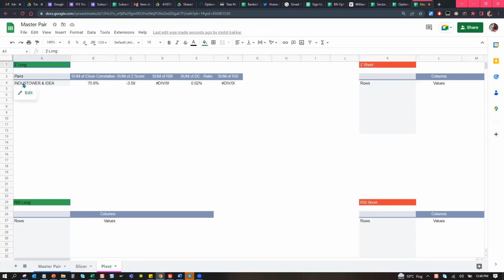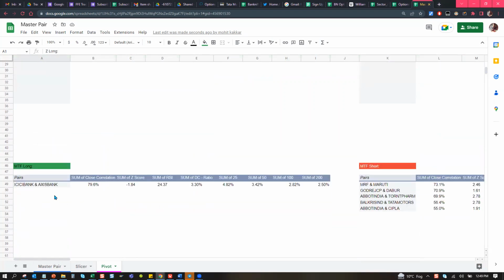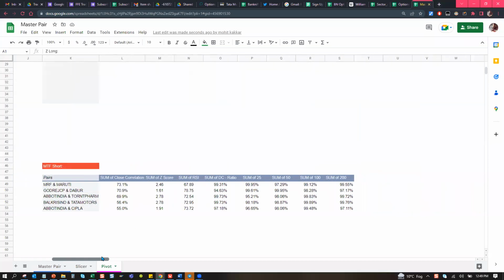For example, अभी यहाँ पे pair एक आ रहा है, Indus Tower में long and idea में short का आ रहा है, but ये ऐसे घटिया pair को we don't trade. Idea में we don't trade. Then we are getting a signal in ICICI Bank and Axis Bank, but the Z-score is not meeting, so we'll skip this one.